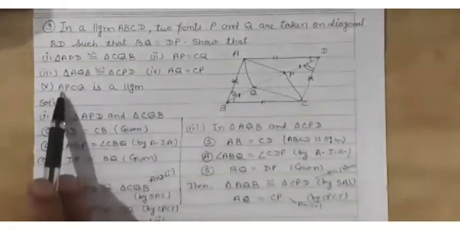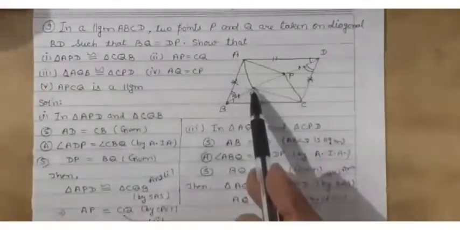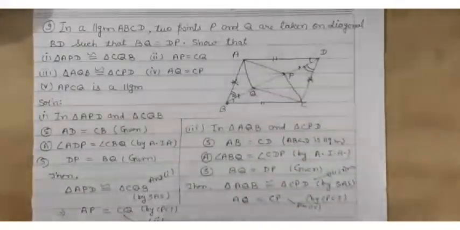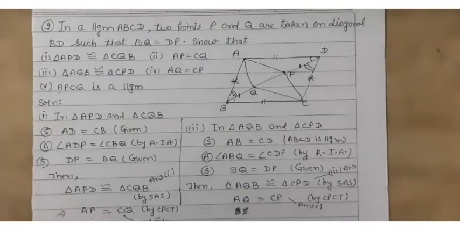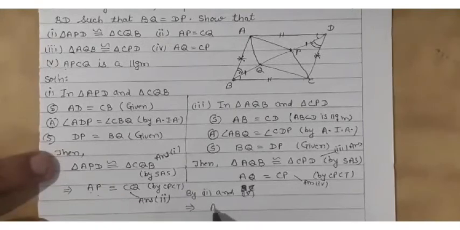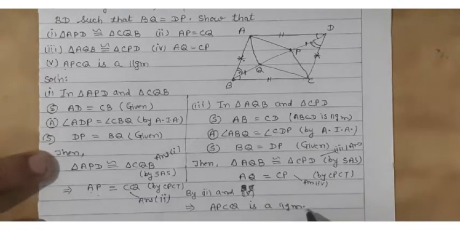Then at last what you have to show? APCQ is a parallelogram. Now clearly by second and fourth, what you can say? AP is equal to CQ and AQ is equal to CP. By second and fourth you can say APCQ is a parallelogram. This is the answer number 5.